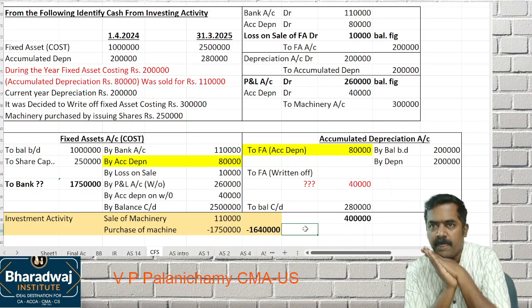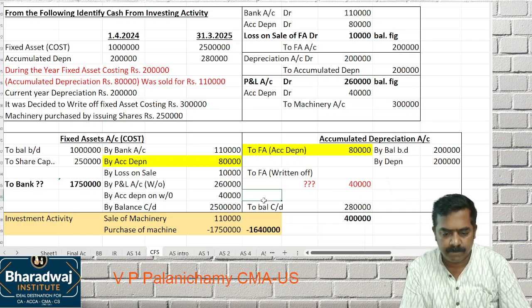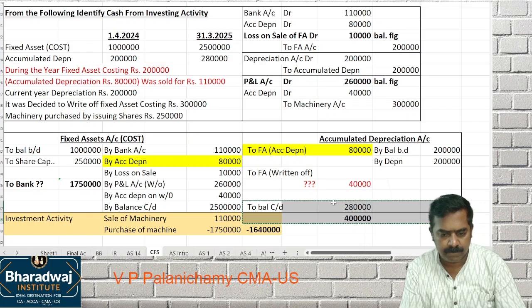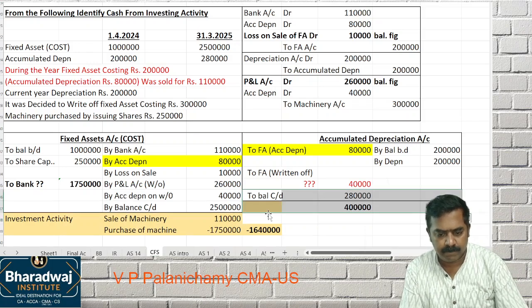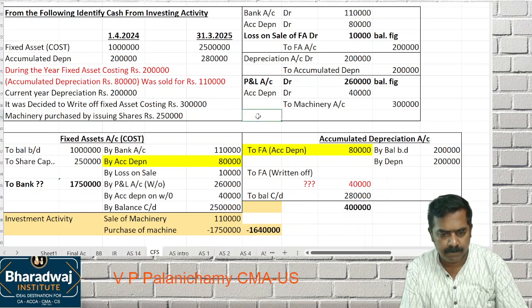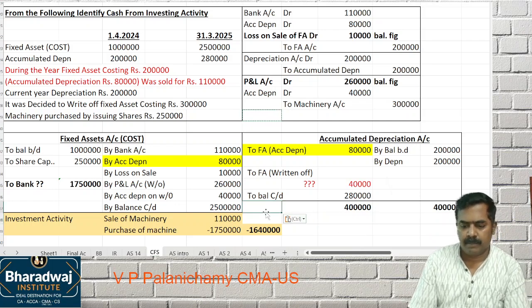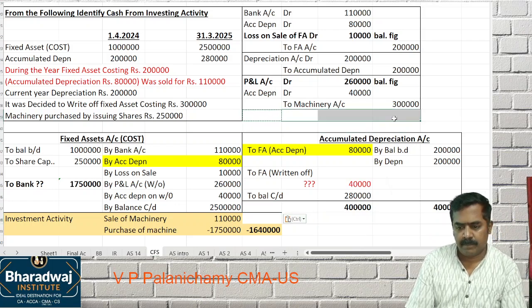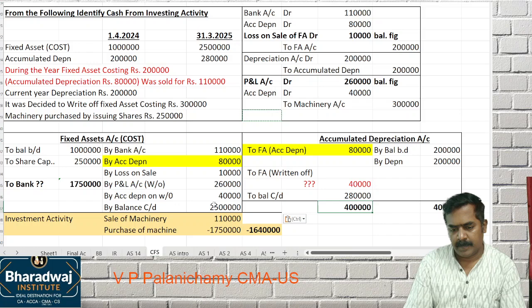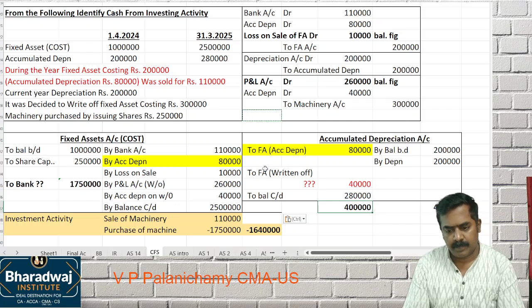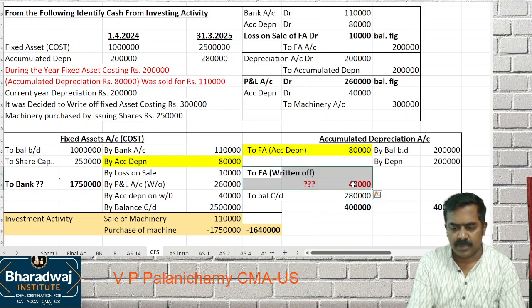Take up this. This 40,000 is a balancing income.